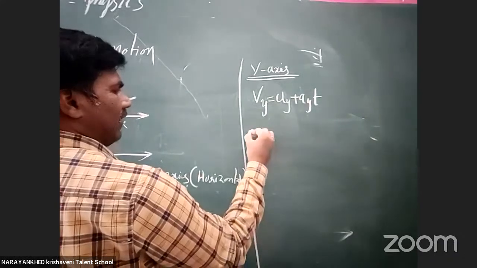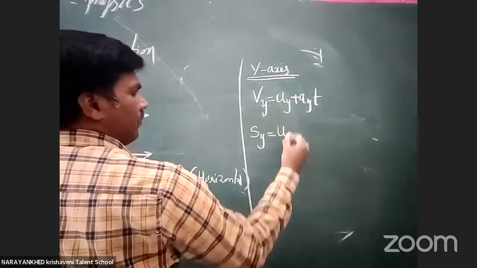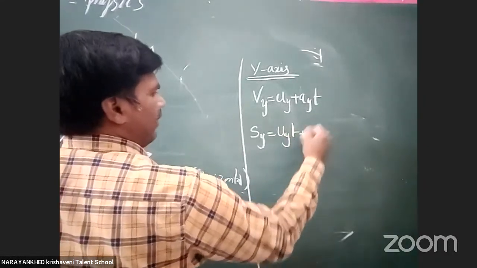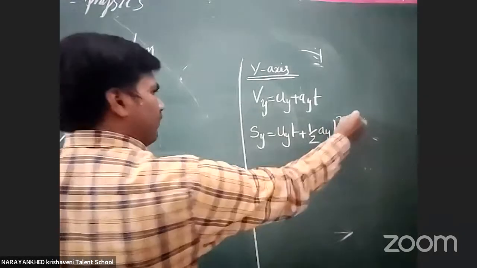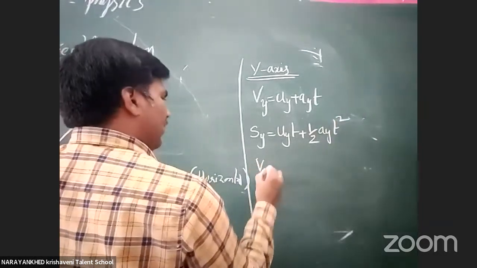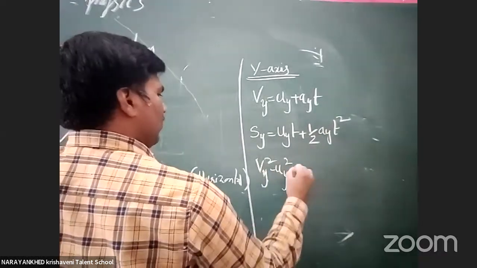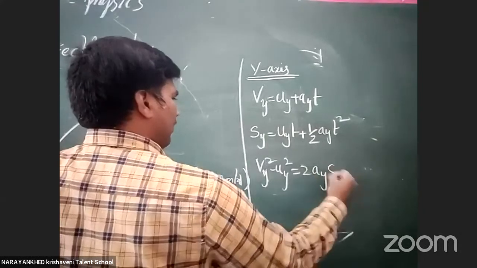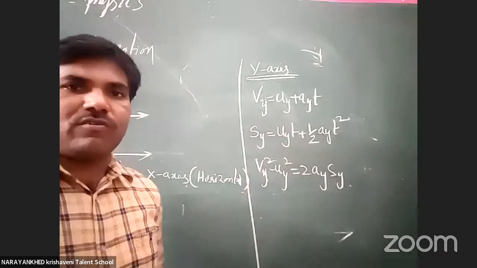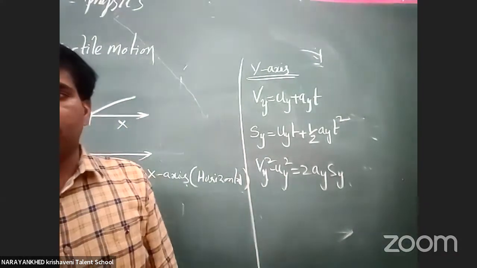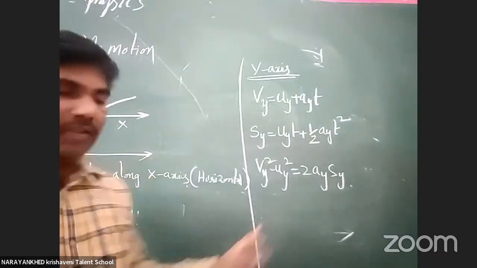Yes, and as well as Sy is equal to Uyt plus half Ayt square, and Vy square minus Uy square is equal to 2Ay Sy. Got it or not? These are the equations of motion we consider along the y-axis, or the vertical components.